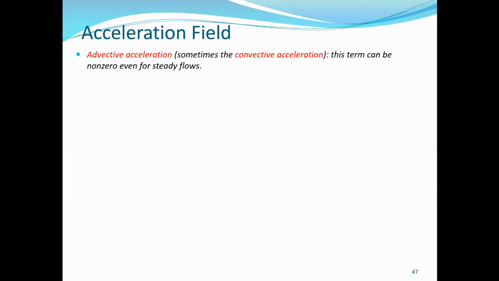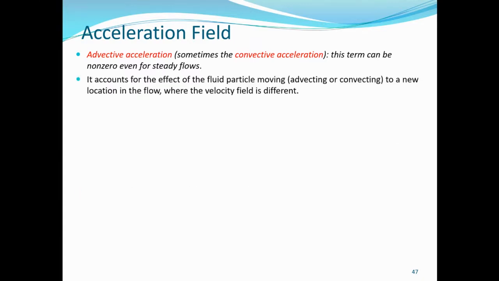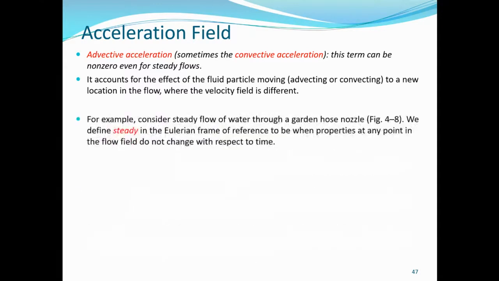Now, the advective or convective acceleration term can be non-zero even for steady flows, because it's not talking about time. Even for steady flow, when the velocity does not change with time, the velocity can still change with space, because in that case we are not fixing space, we are fixing time. Meaning at an instant in time, is the velocity changing over a given space? So that's why we have the variation of x, y, z in that case. It accounts for the effect of fluid particles moving, that is advecting or convecting, to a new location in the flow where the velocity field is different.